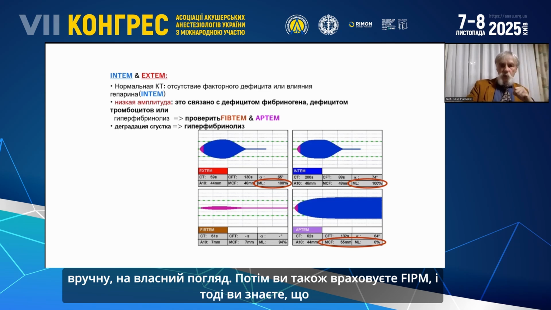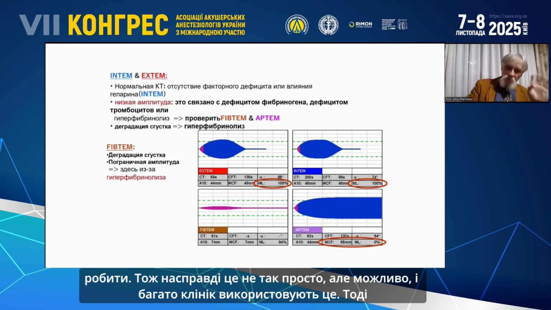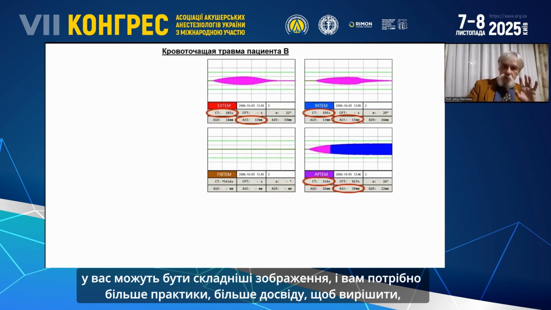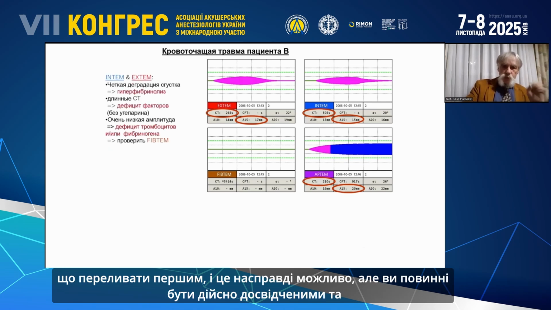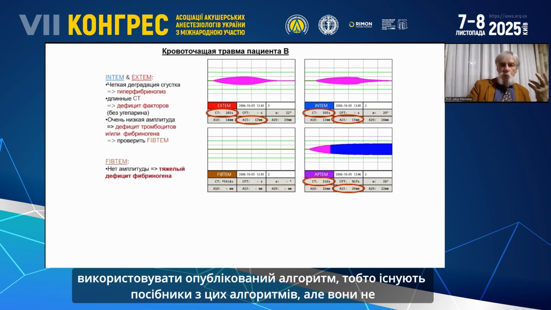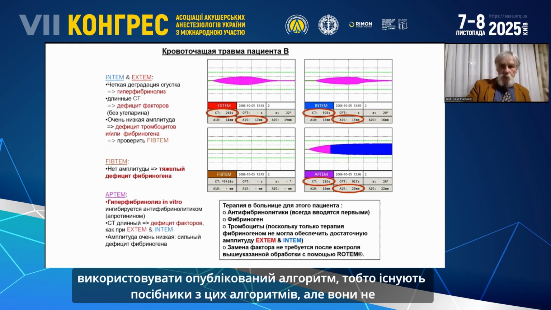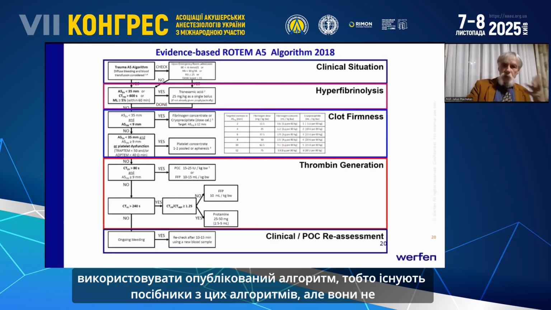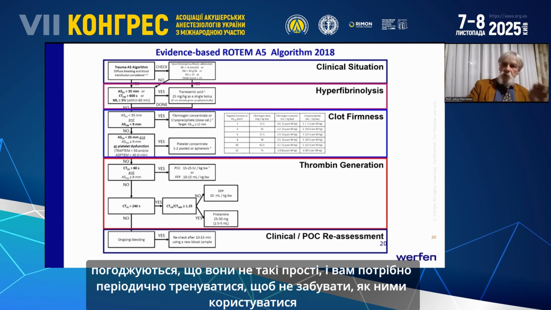Then you also have to take into account INTEM and FIBTEM, and then you know what to do. So it's not, in fact, that simple, but it is possible, and a lot of clinics are using this. Then you can have more complex views, and you need more practice and experience to decide what to transfuse first. This is again possible, but you have to be really experienced and use a published algorithm. There are manuals of those algorithms, but they are not that simple, and you have to train periodically so as not to forget how to operate it when you need it.